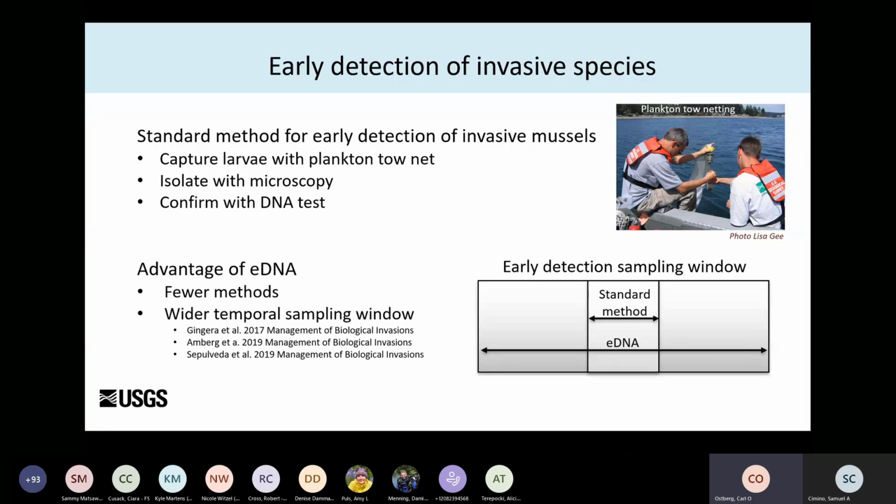And eDNA analysis has two advantages over the standard method: there are fewer methods involved, and there's a wider temporal sampling window. Several studies have shown that zebra and quagga eDNA can be sampled and detected outside of the time when the larvae would be expected to be in the water column. So eDNA sampling, say in the fall or in the winter, could allow areas to be prioritized for non-molecular methods in the spring and fall.